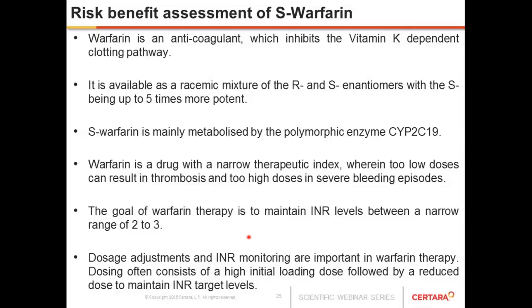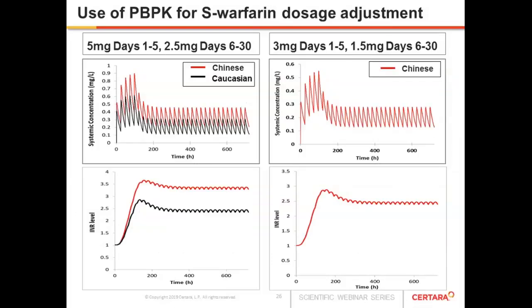So we wanted to see if we could use PBPK as a means of establishing what dose would be appropriate for an individual. Using the same concept of developing a model, we developed a model for S-Warfarin for a Caucasian. And we found that if you give a Caucasian a loading dose of 5 milligrams for the first few days, days 1 to 5, and then just a 2.5 milligram maintenance dose, it gives you an INR level between 2 and 3.